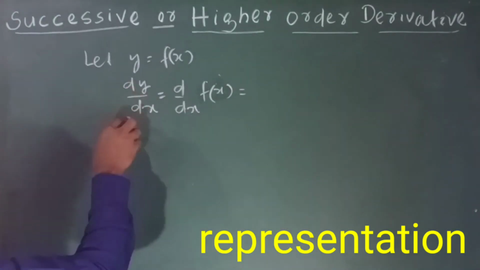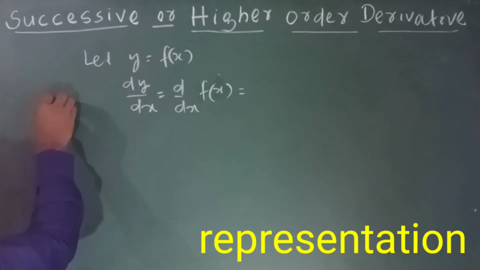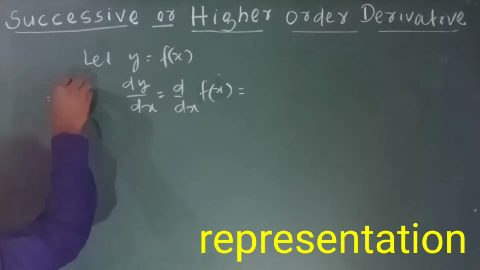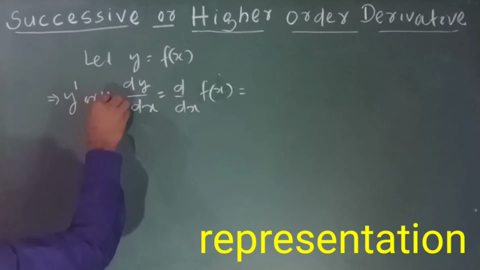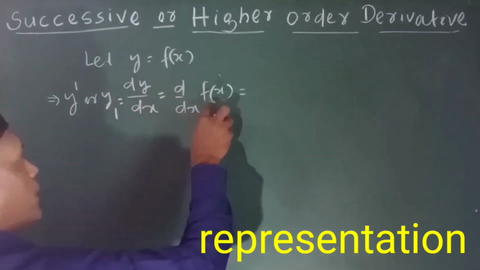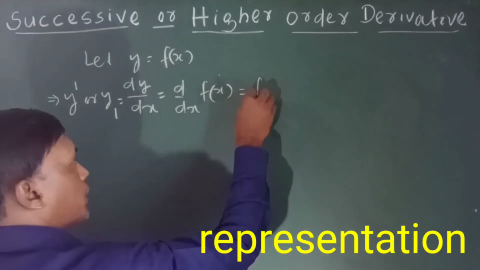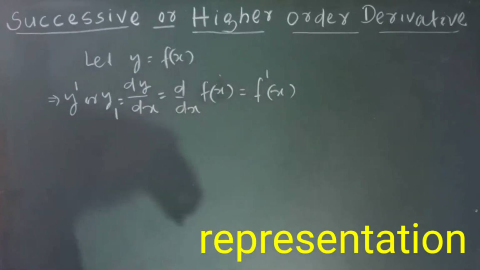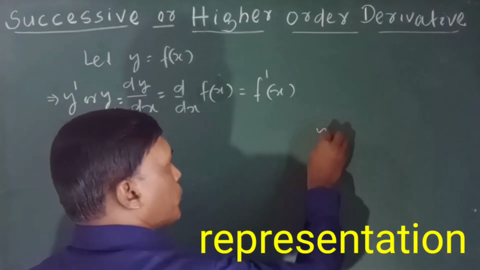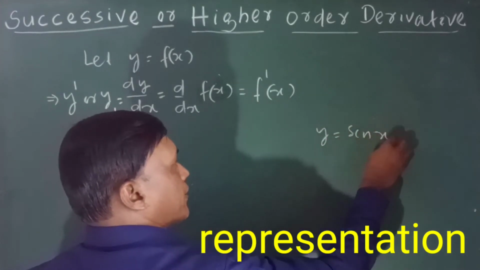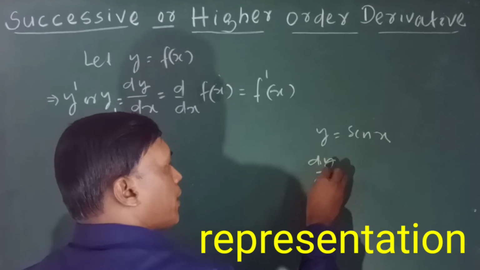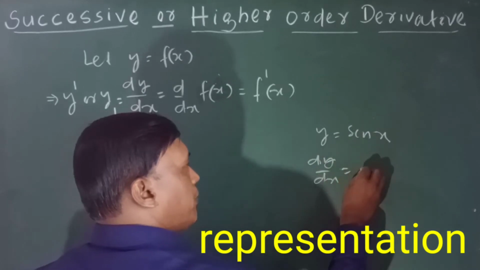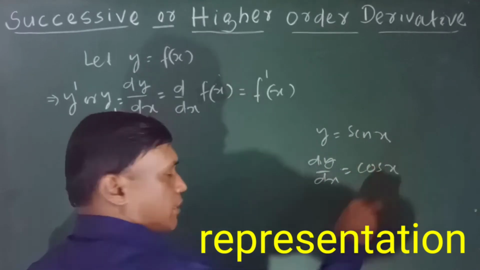Like this, dy by dx is written as y dash or y1, and similarly the derivative of f of x is also written as f dash x. First order derivative. If we want to look at here, suppose y is sin x, then dy by dx is the derivative of sin x, which is cos x.